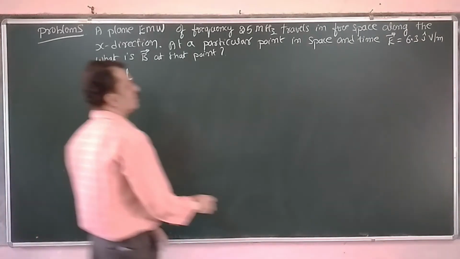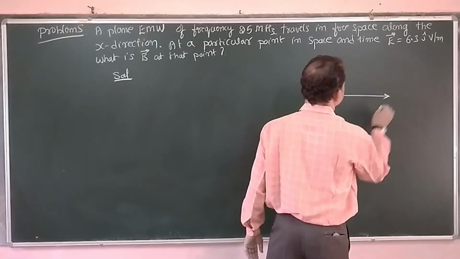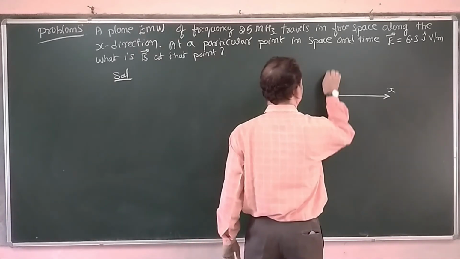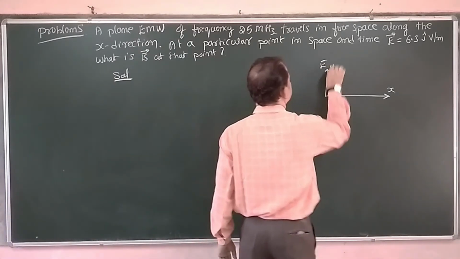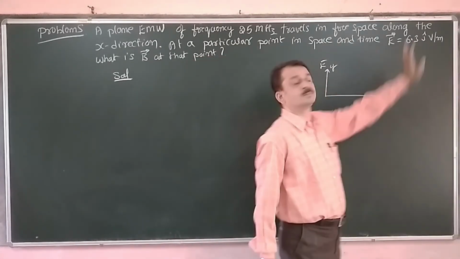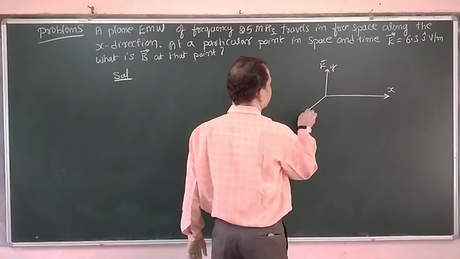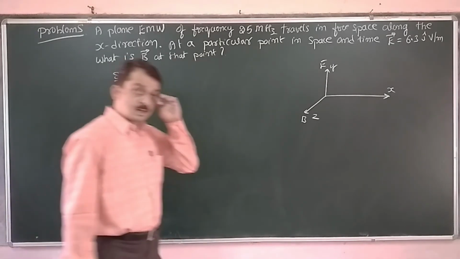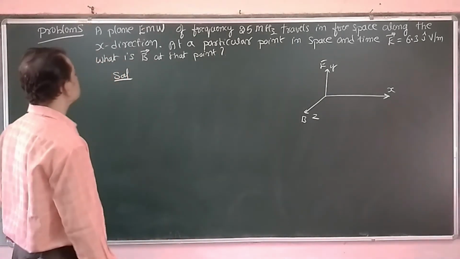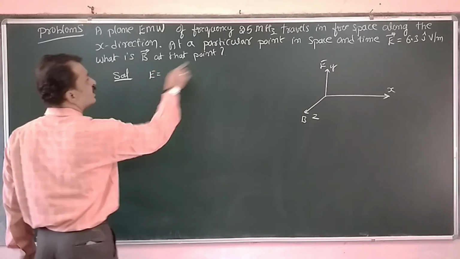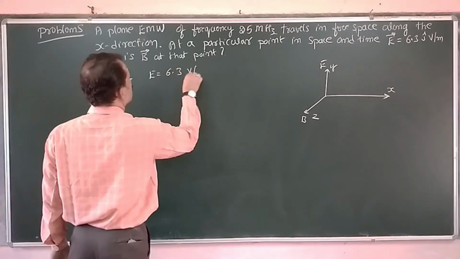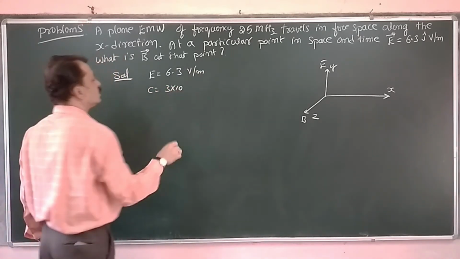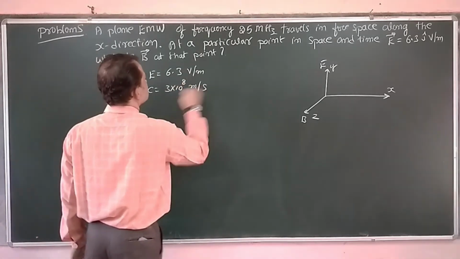If you draw a simple diagram, take this as the x-axis, which indicates the direction of propagation. This is the electric field vector, along the y-axis, since they have given j cap. Obviously, the magnetic field is along the z-axis. Now the magnitude of the electric field is 6.3 volt per meter, and the speed of the electromagnetic wave, we know, is 3 into 10 to the power of 8 meter per second.